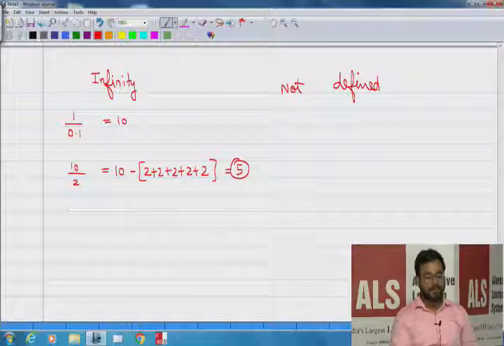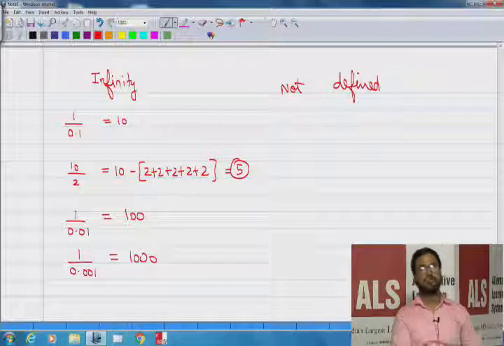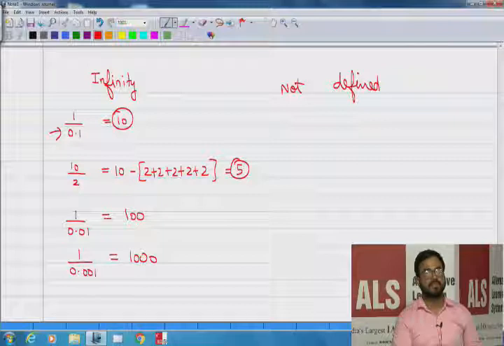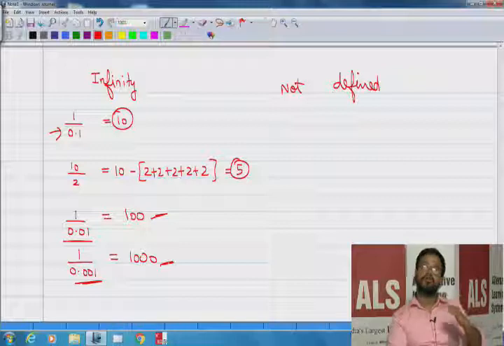Similarly, if I say 1 upon 0.01, that is nothing but 100. 1 upon 0.001, that is nothing but 1000. So you can see, as the denominator decreases, the answer increases. Earlier the denominator was 0.1, the answer is 10. When the denominator is decreased, the answer becomes 100. When it is further decreased, the answer becomes 1000. So as the denominator decreases, the answer increases.